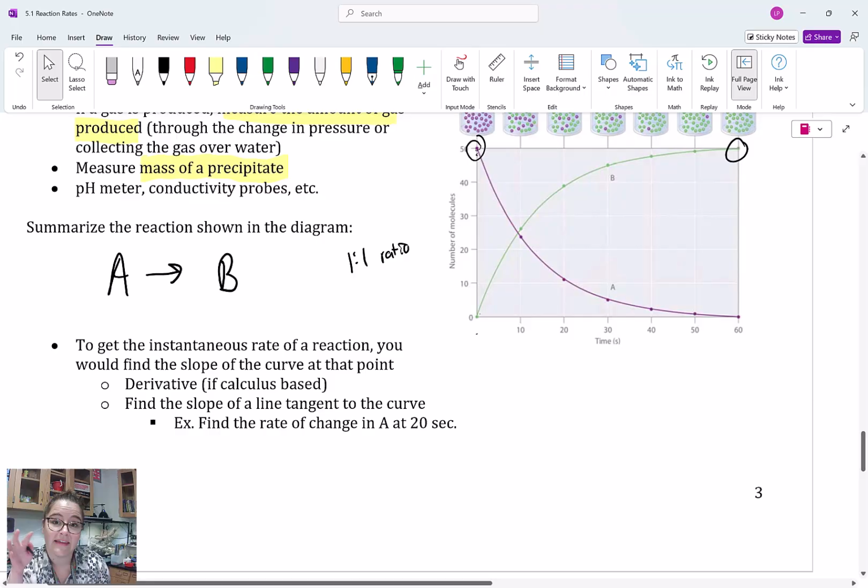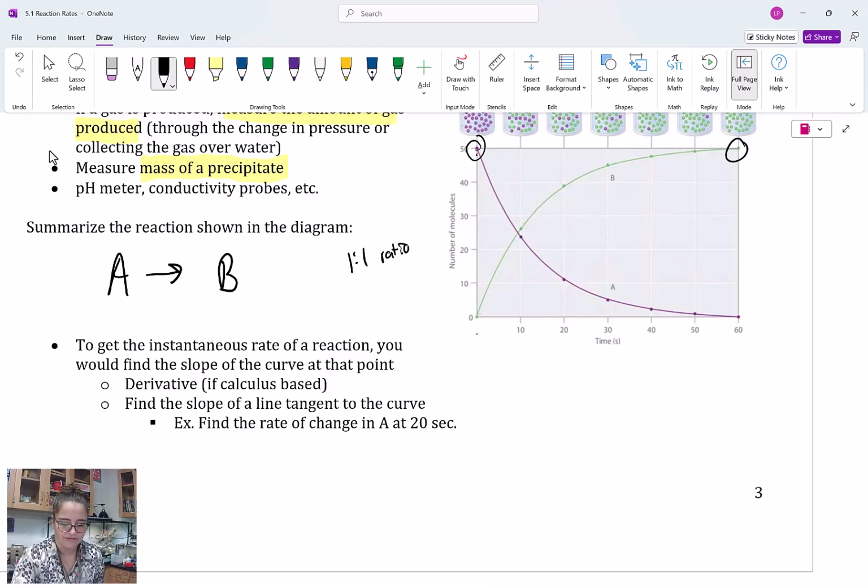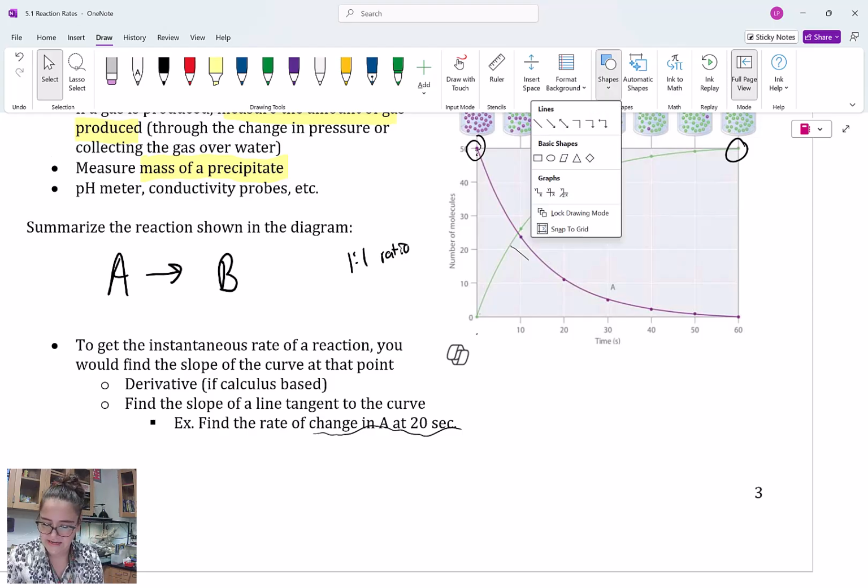Now, if we wanted to find the instantaneous slope of this, we would find the slope of the curve at that point. So we're going to go ahead and try to do that, the rate of change in A at 20 seconds. Are we going to be able to be that accurate or precise with trying to find the slope off of a line on a sheet of paper? Probably not, but we'll do our best. Okay. So the main thing when you're drawing the line is you want it to just touch the area that you're finding the tangent at.